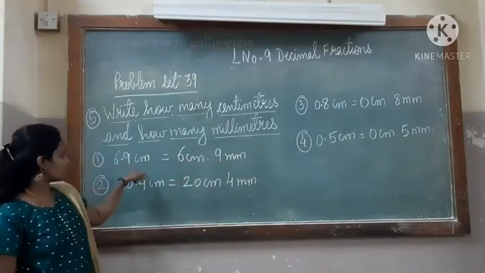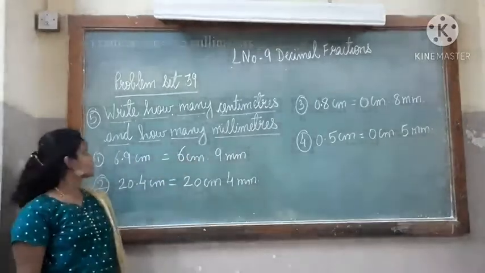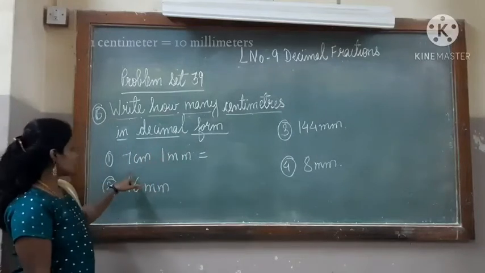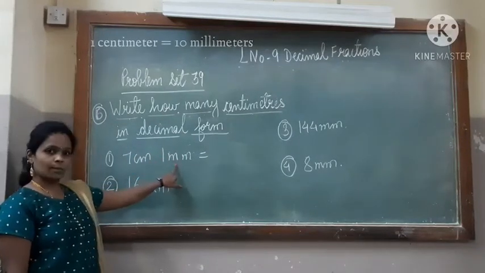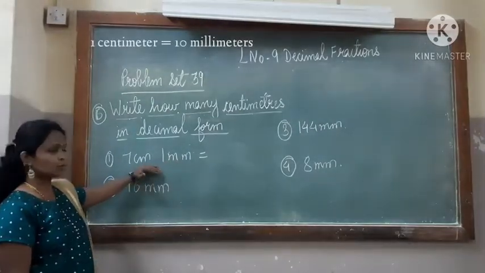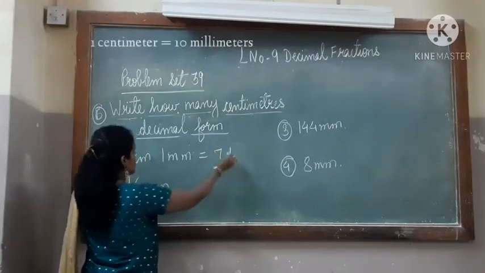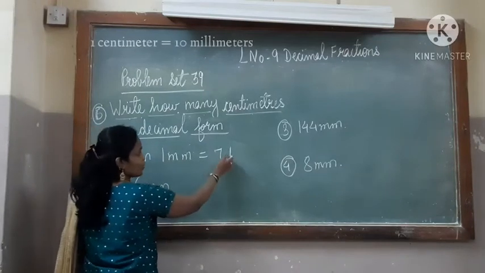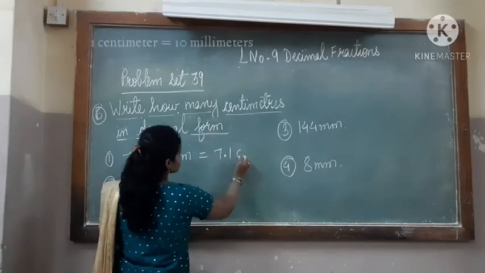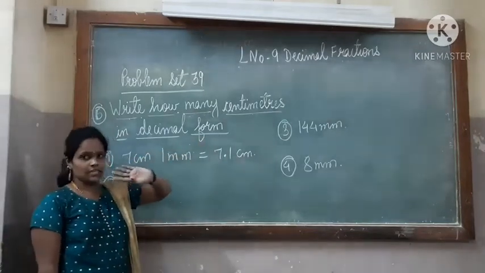And in this way, in question number 5, we have learned how to do all the 4 sums. Now let us start with write how many centimeter in decimal form. Now here you can see they have given centimeter and millimeter, and you are supposed to put the decimal point because in this question you are supposed to write in decimal form. So how will you write? First you will write 7 and 1. This is a centimeter, this is a millimeter. So you are going to put a decimal point between these both and write centimeter because they are telling us to write in centimeter.